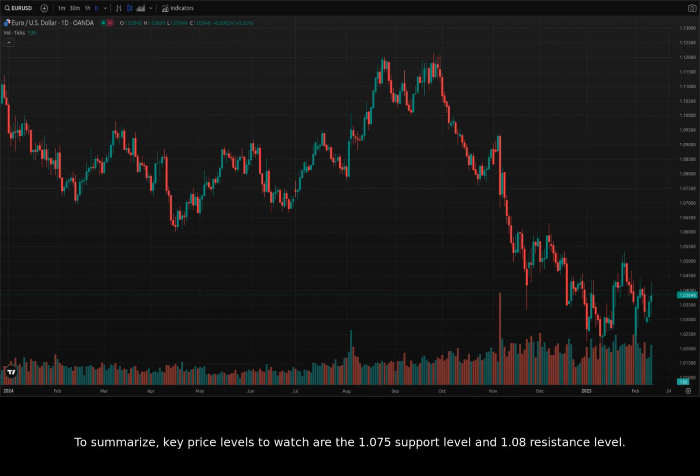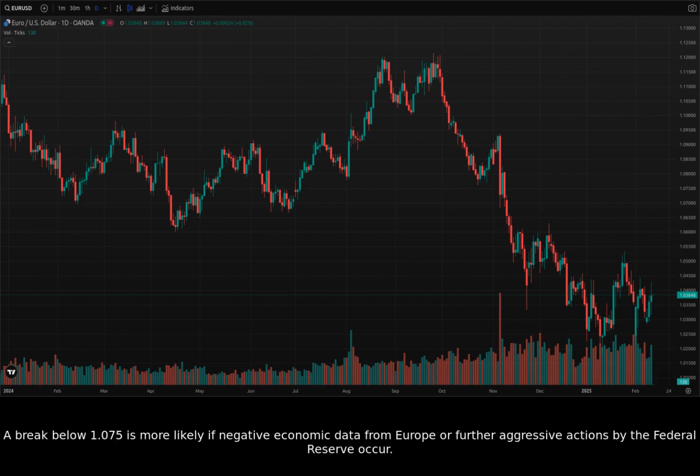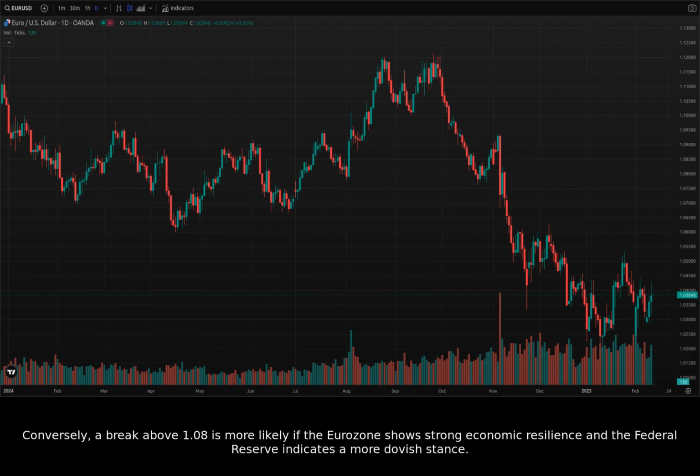To summarize, key price levels to watch are the 1.075 support level and 1.08 resistance level. A break below 1.075 is more likely if negative economic data from Europe or further aggressive actions by the Federal Reserve occur. Conversely, a break above 1.08 is more likely if the Eurozone shows strong economic resilience and the Federal Reserve indicates a more dovish stance.